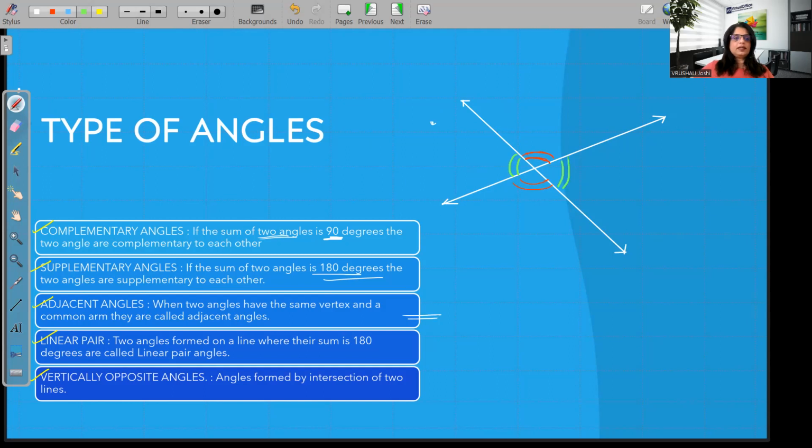The intention of writing the colors is that this red angle, this and this, they are vertically opposite. Opposite, you see, vertically, correct? And these two are also opposite. So vertically opposite angles are angles which are formed by the intersection of two lines. Are you getting it? So these are the basic concepts that we need to understand when we talk about lines and angles. Okay, going ahead.